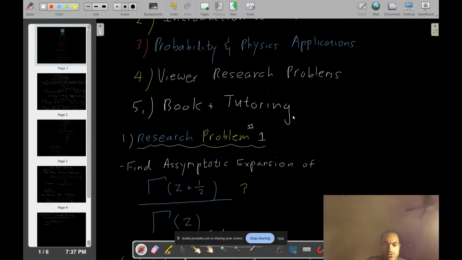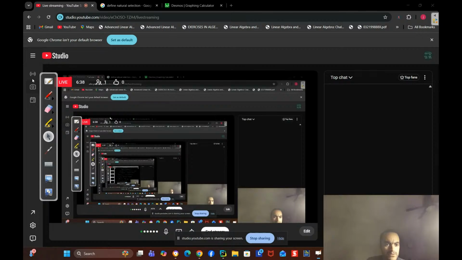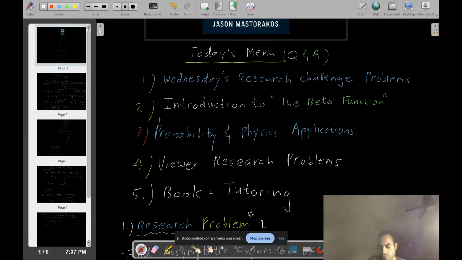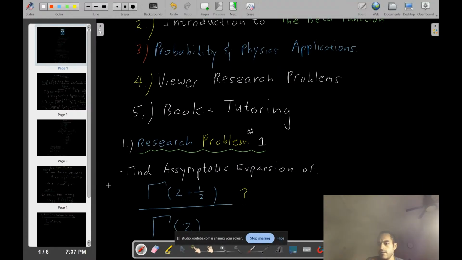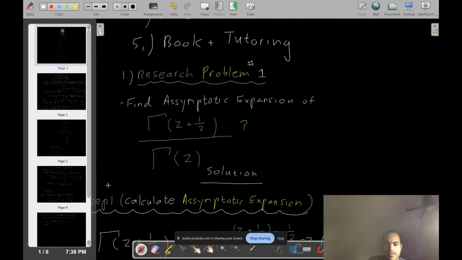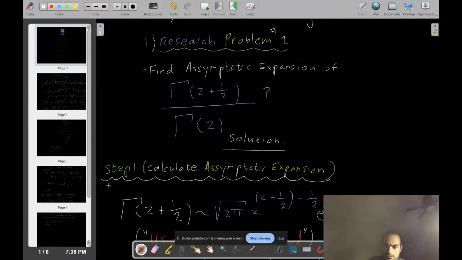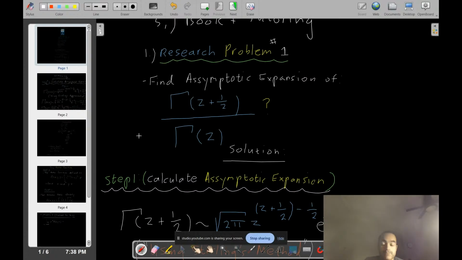Okay, so let's look at some of the stuff from Wednesday's research challenge problems. Those of you who have seen my live show know what research problems I'm talking about. For those of you who don't, but are somewhat familiar with the gamma function, you should be fine. Even if you're not, you can always ask me. Don't be afraid to ask. As long as you have a foundation in integral calculus and linear algebra, you should be fine. I'll give you the definition, and I'm going to help you reason through the problems, to the best of both of our abilities.